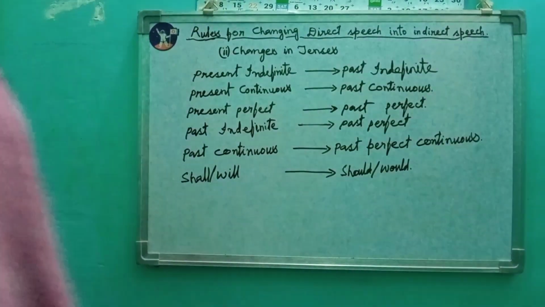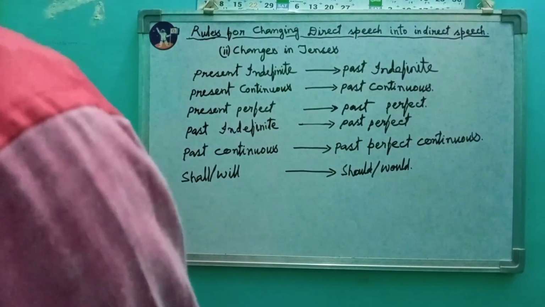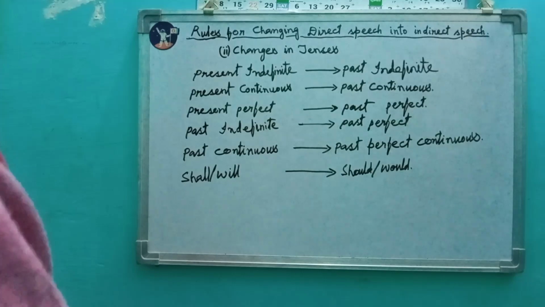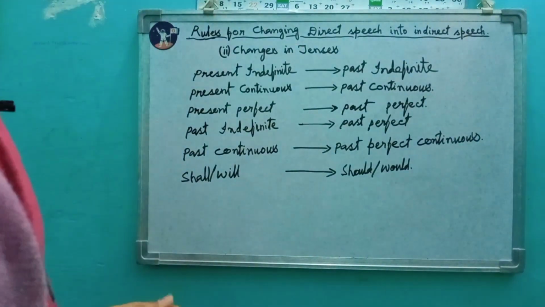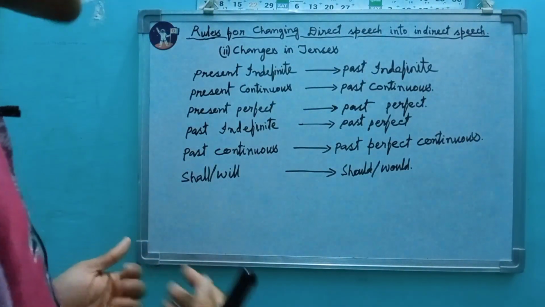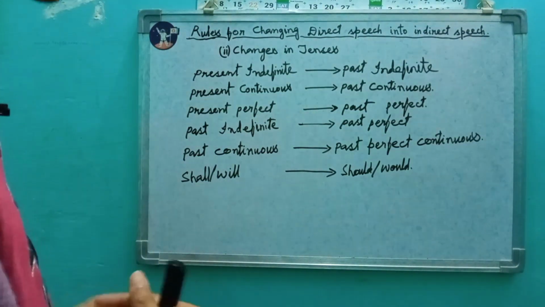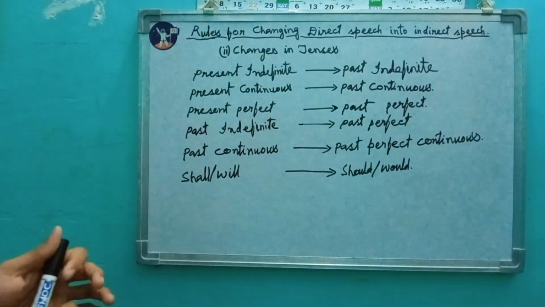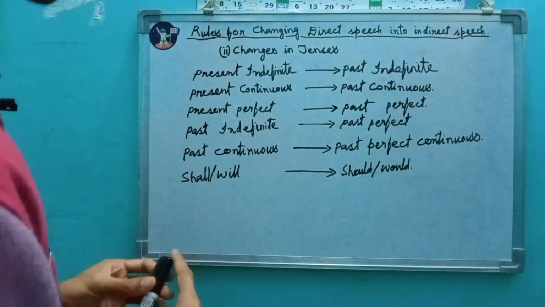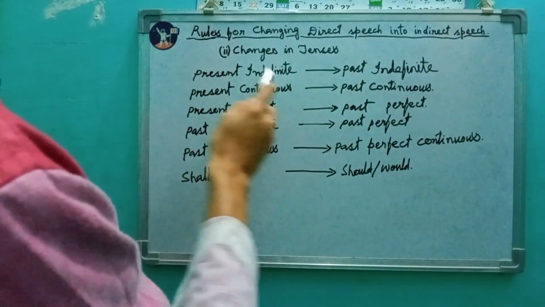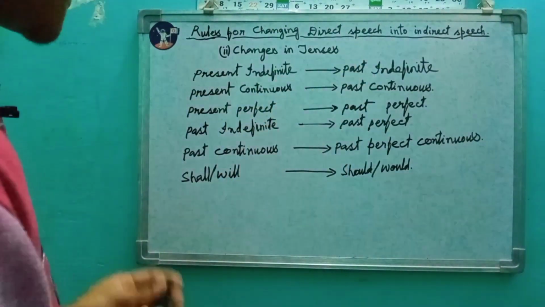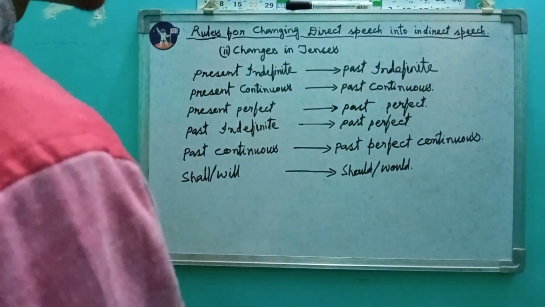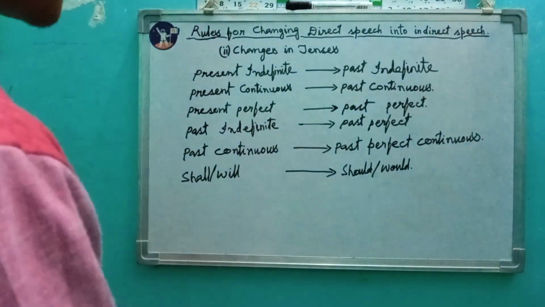Now we will discuss changes in tenses. When we change from direct speech into indirect speech, we make some changes. We change some forms of tenses. For example, present indefinite tense changes to past indefinite tense.